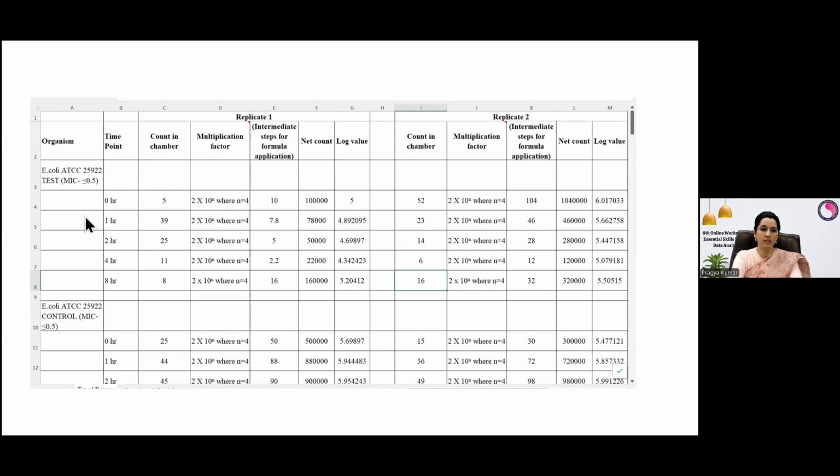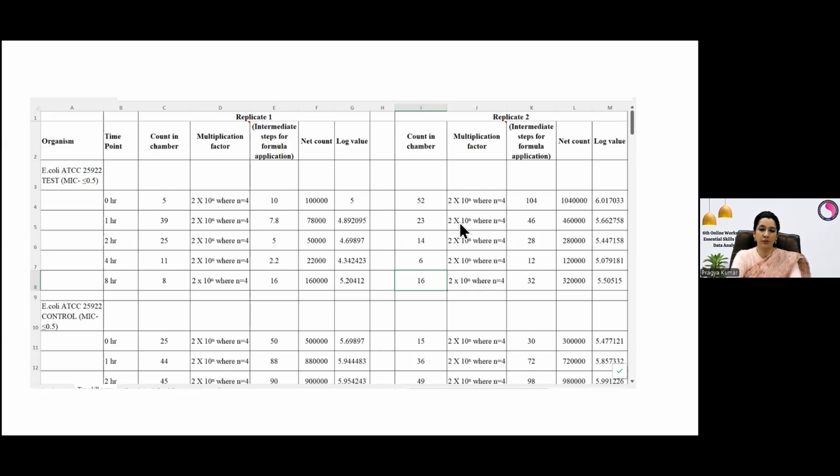this should have been in the row because that was describing the one. So all this time point and count, he should have done like 0 hour count number, then 1 hour count number, then 4 hour count number, similar to that. Similarly, if you see the multiplication factor, this 2 into 10 to the power n. So if you see something like that, where there are words and a number both together in one column, then analysis is not possible.